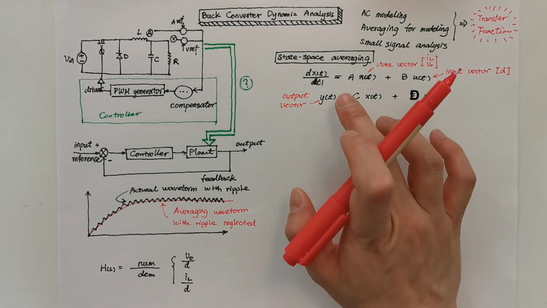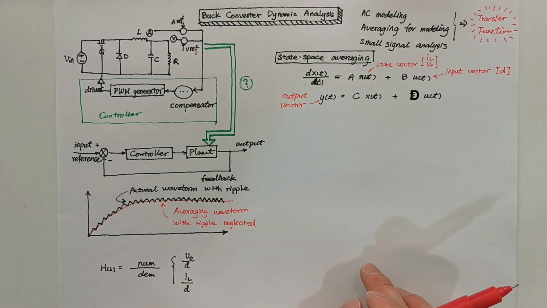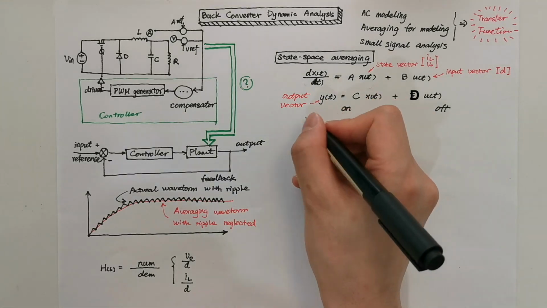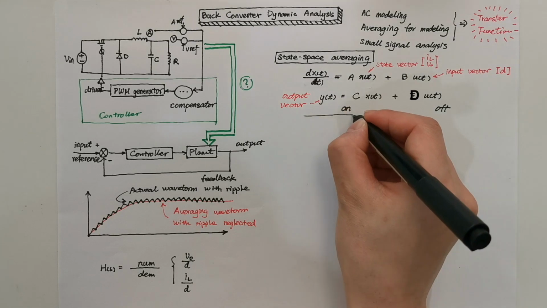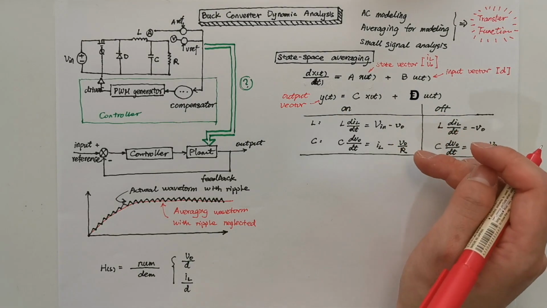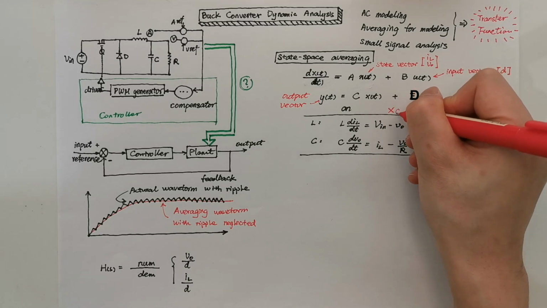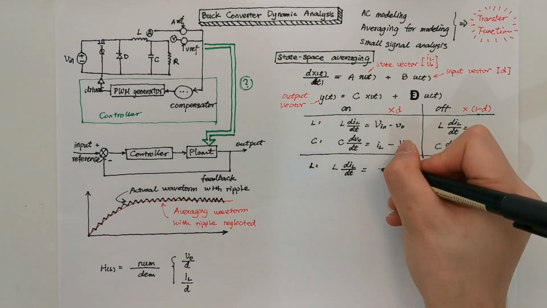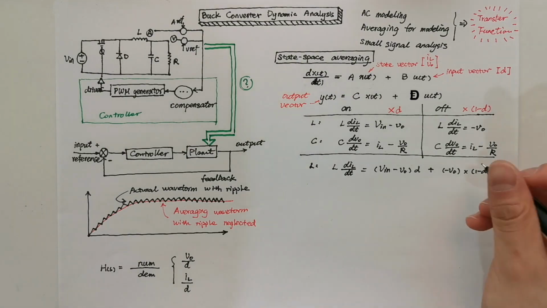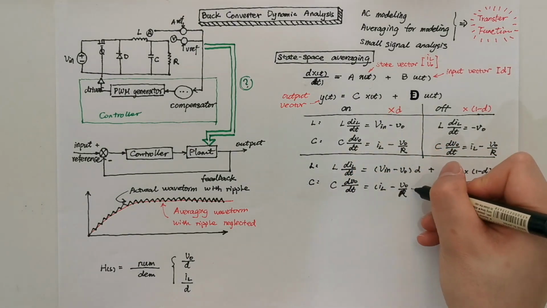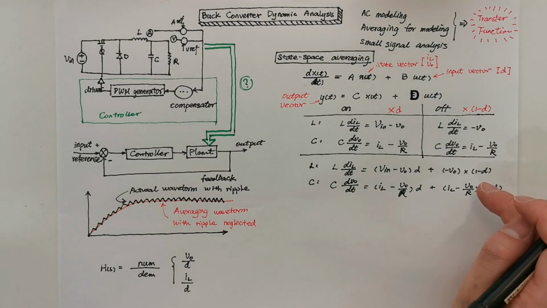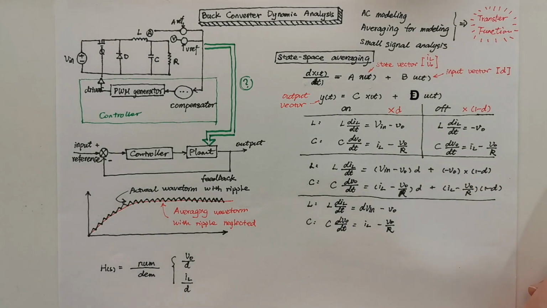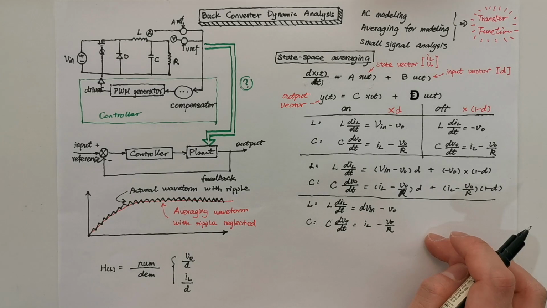So how do we form this ABCD matrix? Let's go back to our last video. We have on and off periods, and we can write the on and off behavior of our inductor and capacitor. To combine the on and off periods, we multiply D on the on state and 1 minus D on the off state. Then we get the differential equations that describe the buck converter, like this. After simplifying, we get two differential equations like this. We can then put them in a matrix format like this.